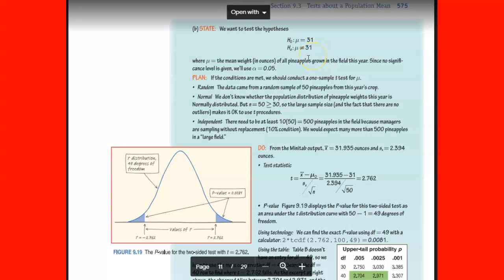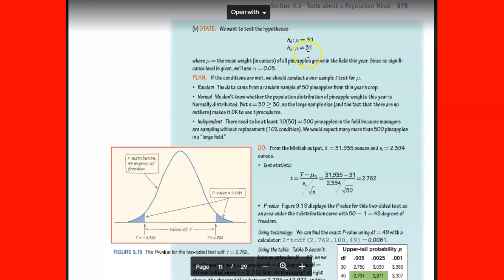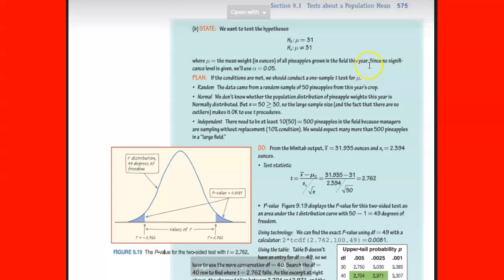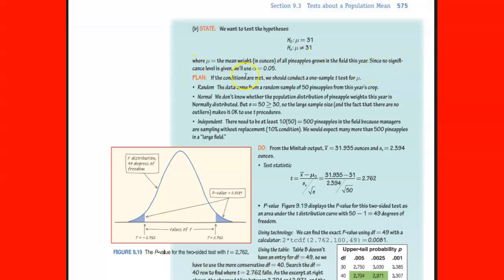There could be a case where you would say, I want to check the alternate hypothesis that it's bigger than 31. That is not what we're doing right now. This question is simply, is it something different than 31? So hence the not equal sign. What was mu again? Oh yeah, it's the mean weight of all the pineapples grown this year. And we state our alpha. Before we even start, we're saying alpha equals 0.05. If we get a p-value below 0.05, we're going to act accordingly.